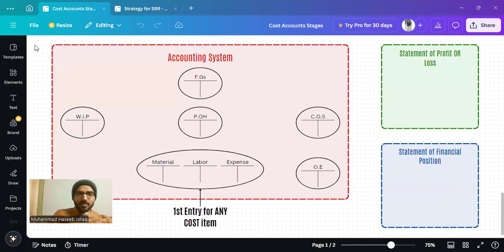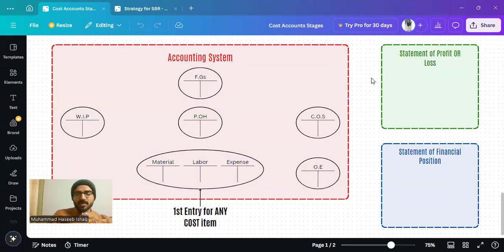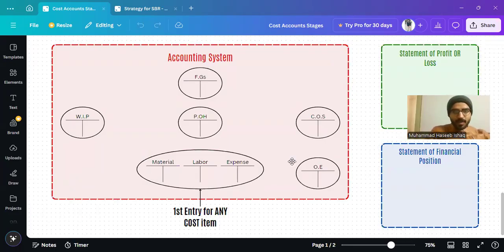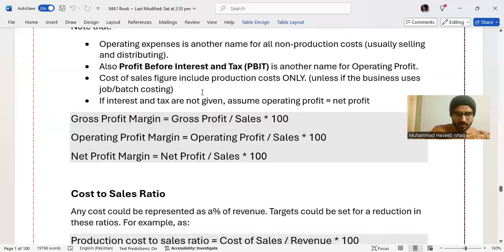So this is the accounting system. The cost item travels throughout the accounting system and ends up in the financial statements. We are going to understand the journey of it: how does it go into these accounts? This is what we will do in this lecture, in this topic of cost accounts. So let's go to it.